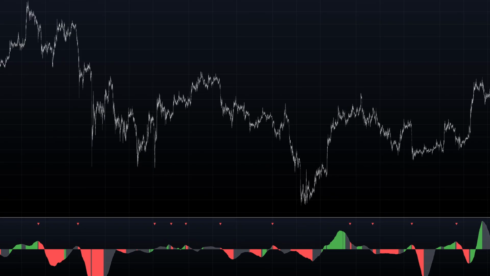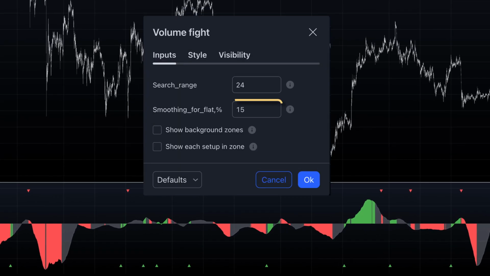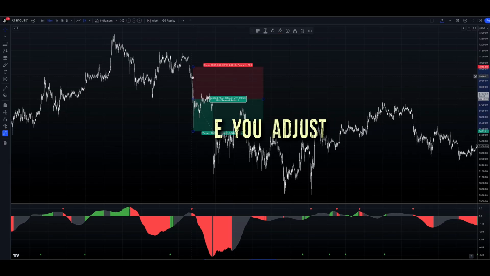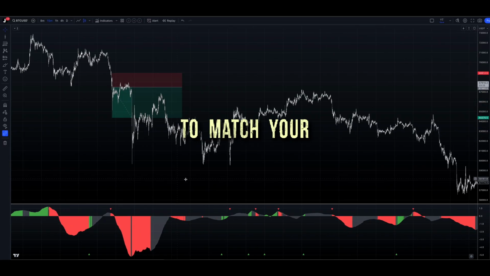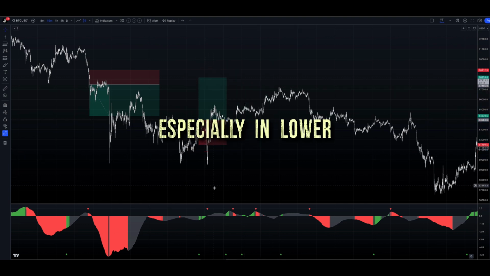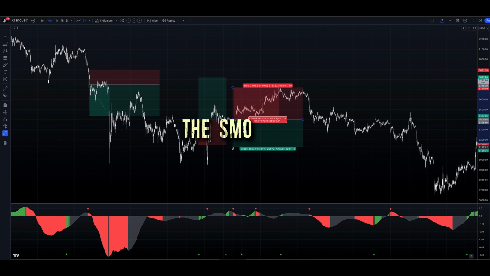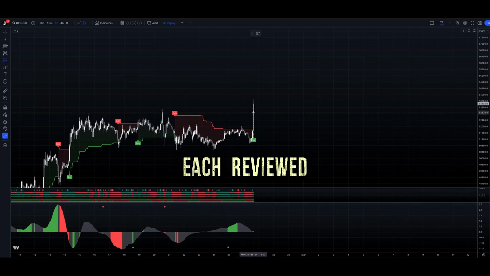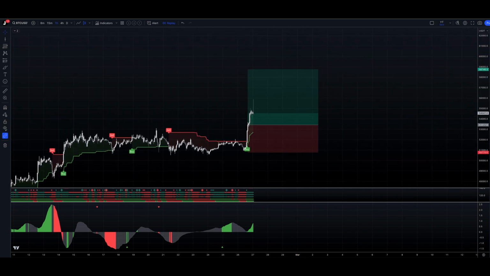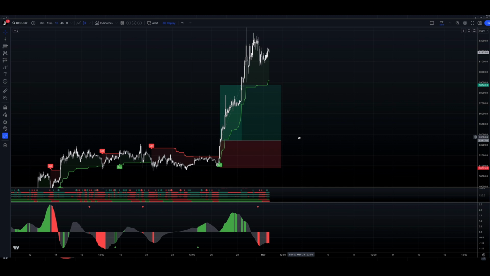in red. When the volume forces are within the specified difference threshold, the histogram is displayed in gray, indicating a flat zone. Ensure you adjust the range and smoothing settings to match your trading style and time frame. Be cautious of false signals, especially in lower time frames, or when the smoothing percentage is set to 0. As you can see, each reviewed indicator serves a different purpose, and you can benefit from all the confluences they provide. The rules of this strategy are quite simple.